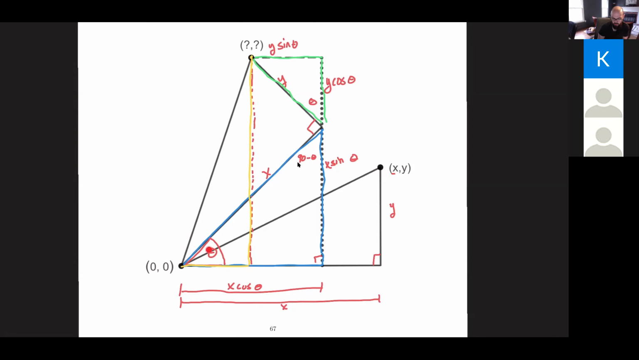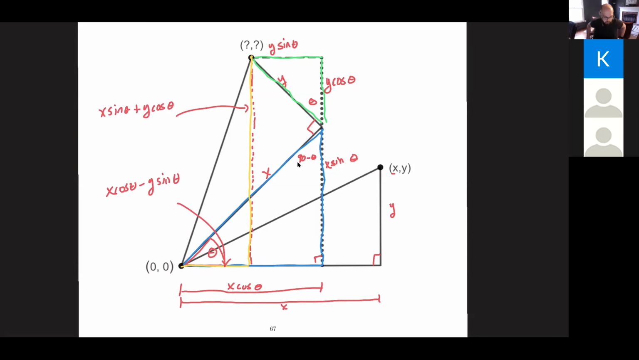But then how do I get my x coordinate? Can we figure out what this length is right here? Is it x cosine theta minus y sine theta? That's right. So as we draw in here, this side length down here would be x cosine theta minus y sine theta, and then this side right here, that height, is going to be x sine of theta plus y cosine of theta.